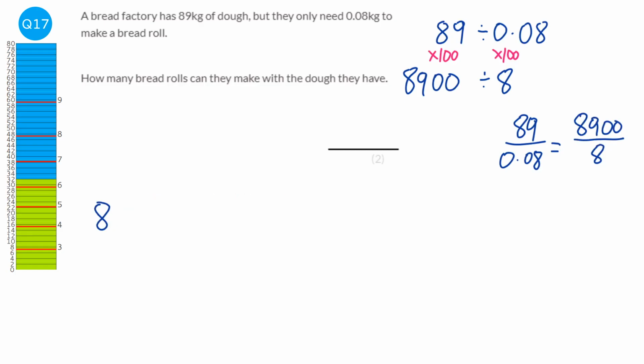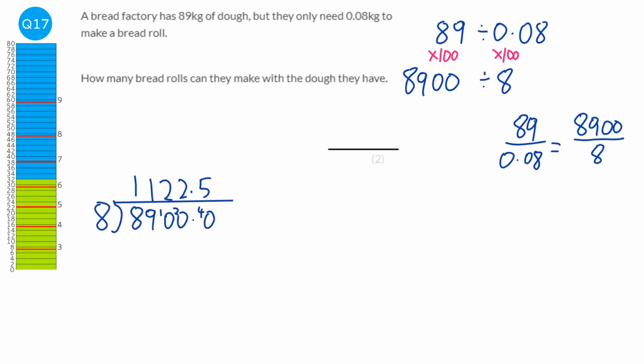And in fact, I might use a straighter line here. There we are. And we've got 8,900 on the inside. So 8 into 8 go 1, 8 into 9 go 1, remainder 1, 8 into 10 go 2, remainder 2, and 8 into 20 go 2, remainder 4, and 8 into 40 go 5.